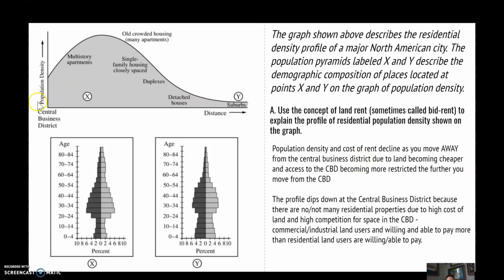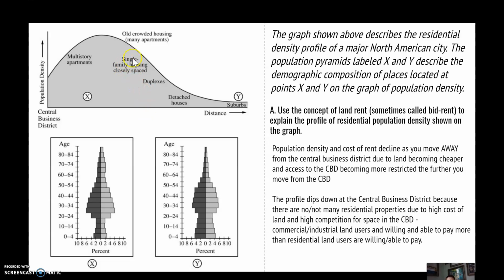We've talked about this, about how land in the CBD is very, very, very expensive, which is why it's so densely packed, which is why it contains so many skyscrapers, because you have to build up, not out, because land is so expensive in that area. So population density and cost of rent decline as you move away, which is why people can spread out a little bit more in those detached houses. But as you move away from the CBD, due to land becoming cheaper and access to the CBD becoming more restricted the further you move from the CBD.